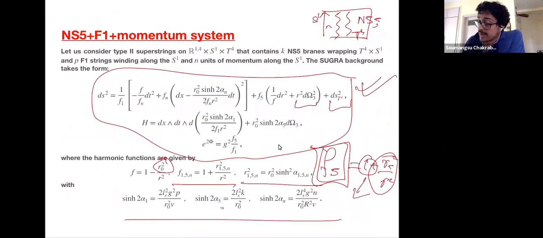Forget about finite temperature. Set R0 to 0, set R1 to 0, set Rn to 0. Keep only R5 and set F5 equal to its near horizon form. But when all three harmonic functions are present and you drop 1 only from F5, that is a solution. Yes, that's a solution. And with the 1, it's a solution.